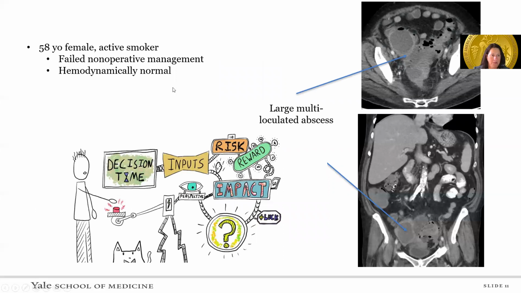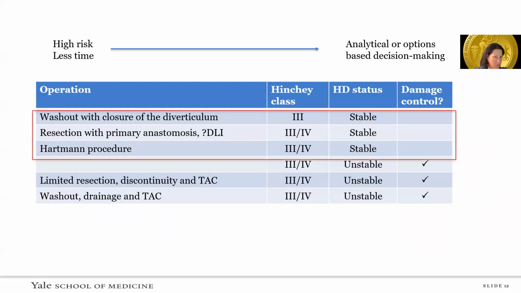So let's go through a couple of cases. This is a 50-year-old female who is an active smoker who had failed non-operative management. She had multiple residual collections in her pelvis despite several attempts at percutaneous drainage. At the time of presentation, she had evidence of localized but not generalized peritonitis, but was hemodynamically normal. Based on what I told you, this patient falls in the top categories of being hemodynamically stable, not requiring damage control laparotomy, and being a Hinchey 3 classification.